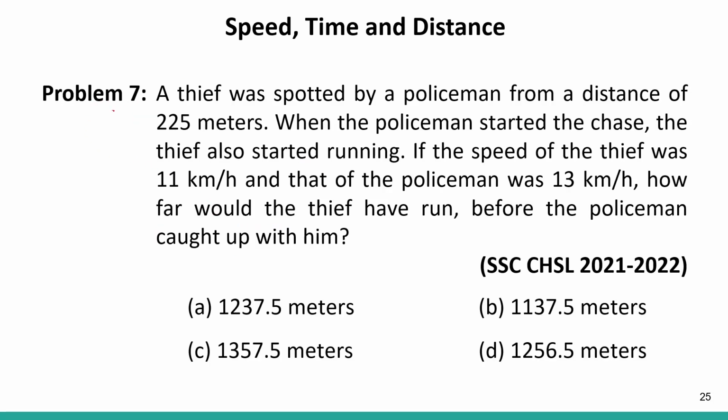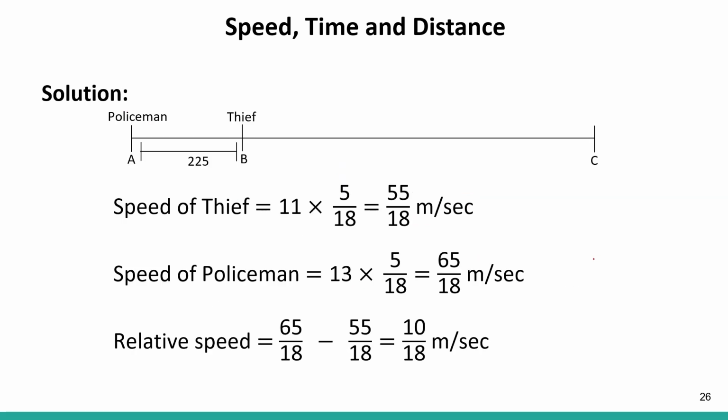Let's see problem number 7. A thief was spotted by a policeman from a distance of 225 meters. So when the policeman started the chase, the thief also started running. If the speed of the thief was 11 km per hour and that of the policeman was 13 km per hour, then how far would the thief have run before the policeman could catch up with him? Is it option A, B, C or D? Let's see. This question has appeared in the SSC CHSL 2021-2022 paper.